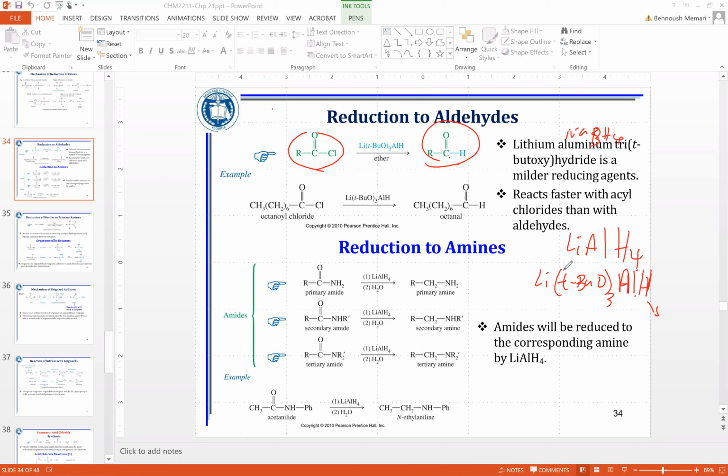Now, other reductions. Remember I said, if your acid derivative contains nitrogen, it will go to amine. So if we have a primary amide, it would change to primary amine. If you have a secondary amide, it would change to secondary amine. Tertiary amide would change to tertiary amine. Because when you do reduction, you're basically removing this double bond oxygen, okay? With the LAH, you remove the double bond oxygen.